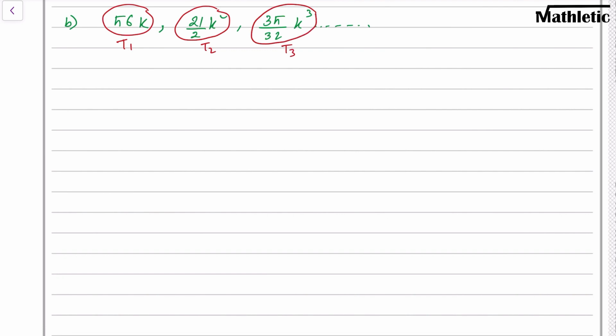And for any AP series, the common difference is the same, right? For example, 3, 5, 7, 9. So the difference is fixed. That's the characteristic of an AP series, right? So you are adding +2 with each of these terms.